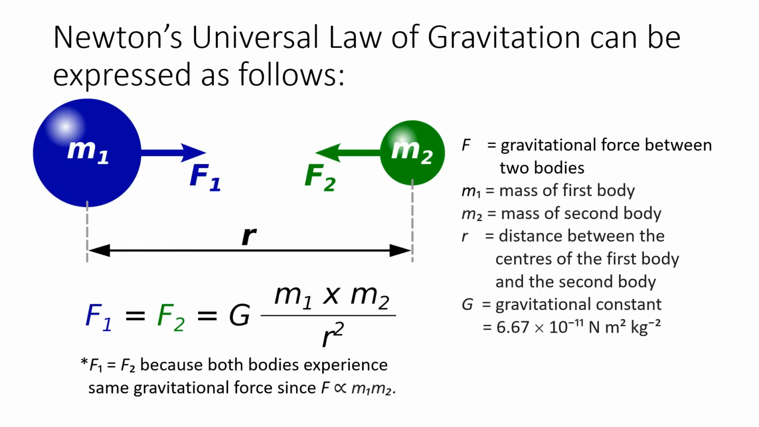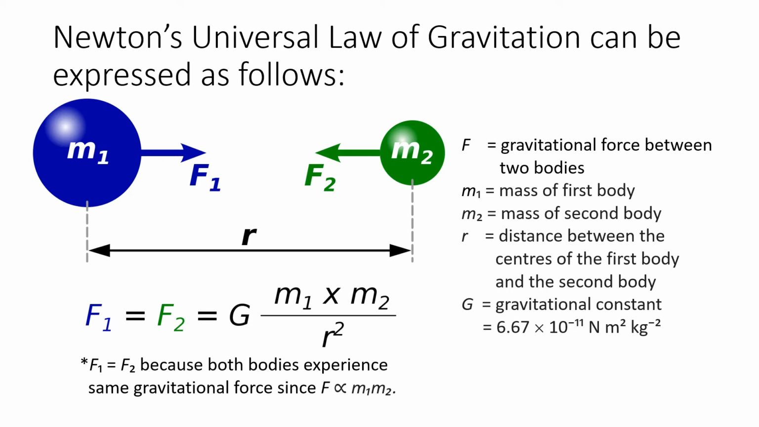Newton's universal law of gravitation can be expressed as follows. F1 equals F2 equals G m1 m2 over r squared. F1 equals F2 because both bodies experience the same gravitational force, since F is proportional to m1 m2.